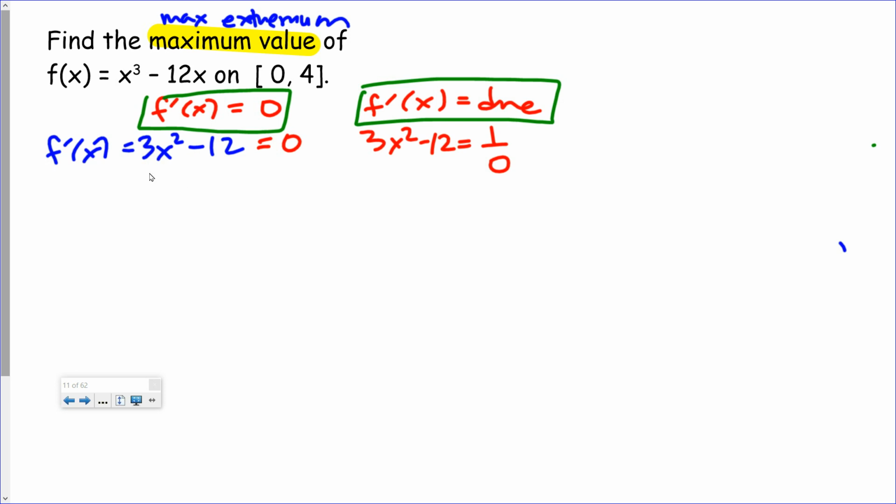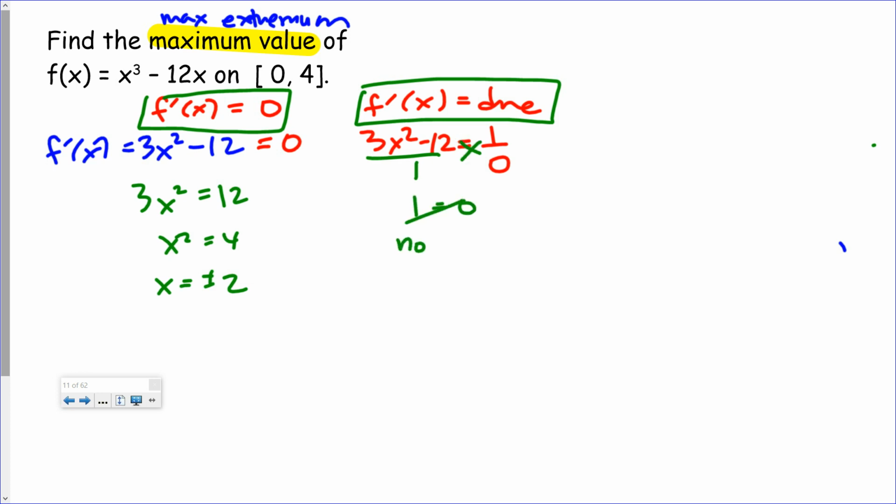To find my critical points, I'm going to solve for x on this side. When I solve for x, I get x is equal to plus or minus 2. Do you agree with that? On the right side, when I solve for x, if you don't have any fractions, and be careful, if you have a negative exponent then you do have fractions, but if you don't have any fractions, what always happens is you end up with 1 is equal to 0, which is no critical points. You don't get any critical points from that result.